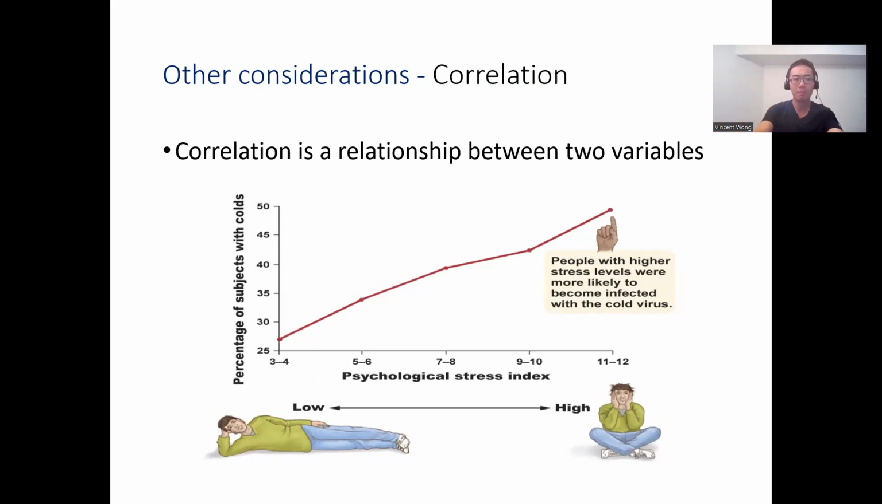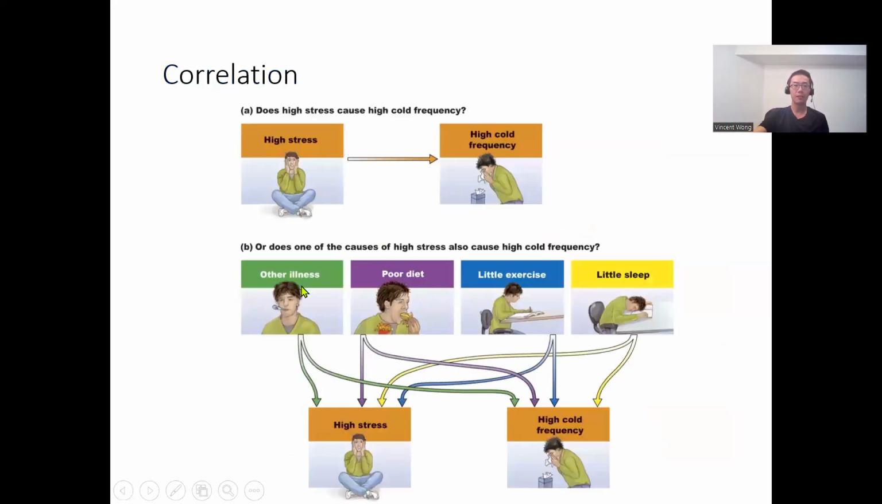But that might not be the case, right? It's not necessarily a direct relationship. There could be some other underlying factors that are causing the person to have a cold. For example, if you have other illnesses, poor diet, little exercise, not enough sleep, all these factors are going to cause you to be stressed out a little bit and probably cause you to have a higher chance of having a cold as well. So just because you see a correlation between two factors, stress and high frequency of cold in this case, does not necessarily mean one causes the other. So we have to be careful.